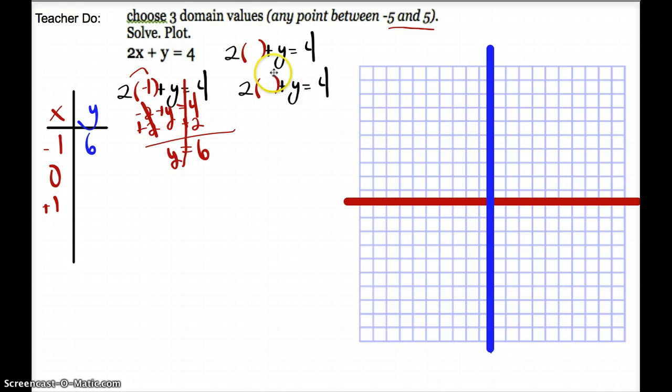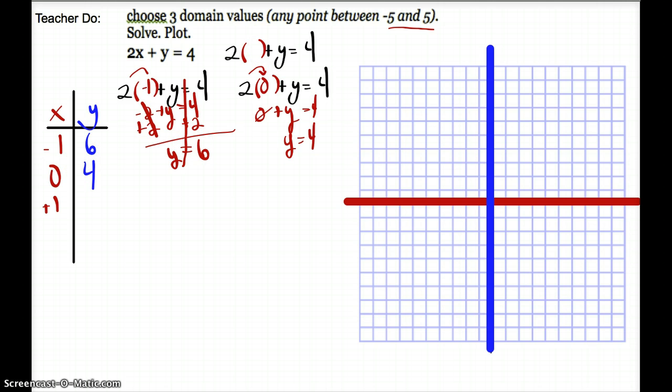2 more times. We'll go with the 0 this time. I like 0 because it's easy to multiply, hard to make mistakes. 2 times 0 is 0, plus y equals 4. That kind of goes away. Y equals 4. Awesome.